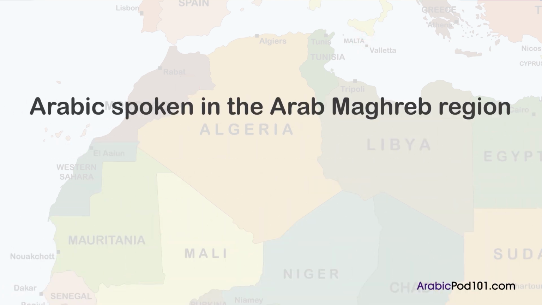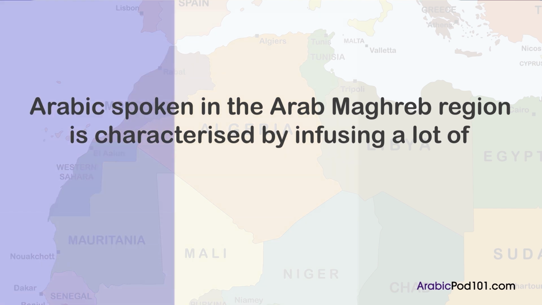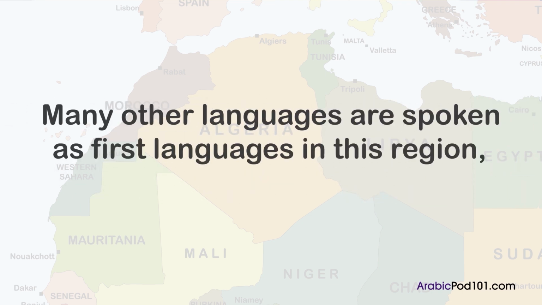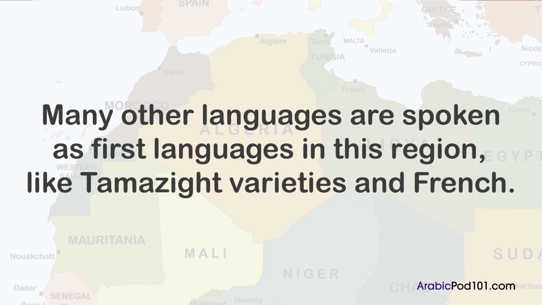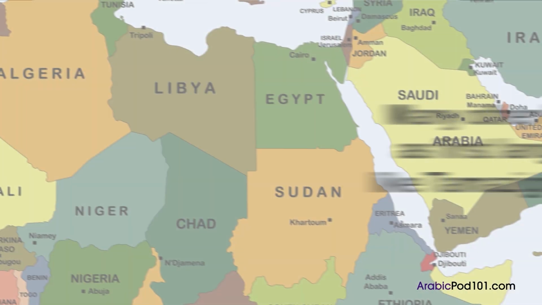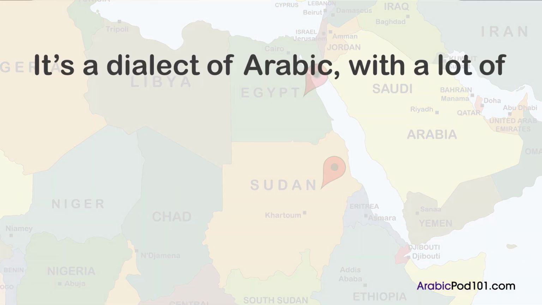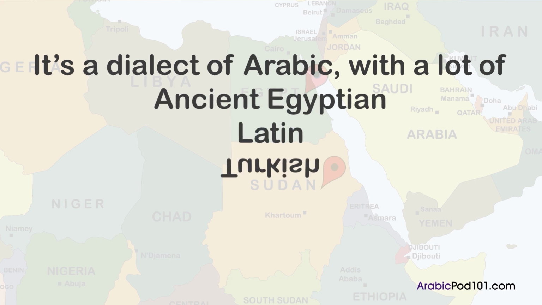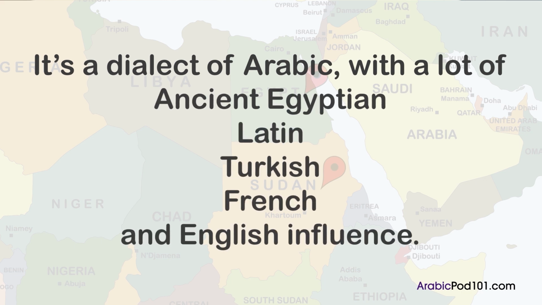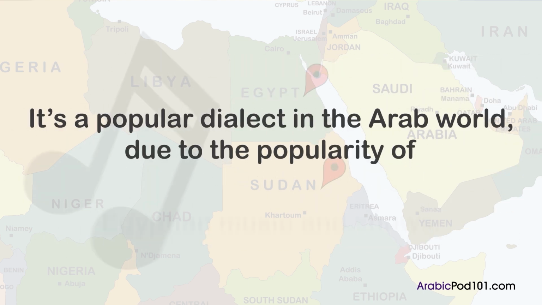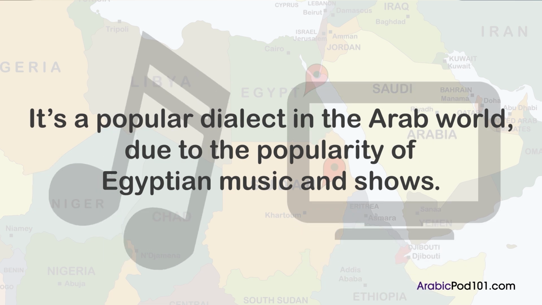Arabic spoken in the Arab Maghreb region is characterized by infusing a lot of French vocabulary and grammar with Arabic and Berber languages. Many other languages are spoken as first languages in this region, like Tamazight varieties and French. Next, we have Egypt and Sudan, where the dialect widely known as Egyptian Arabic is spoken. It's a dialect of Arabic with a lot of ancient Egyptian, Latin, Turkish, French, and English influence. It's a popular dialect in the Arab world due to the popularity of Egyptian music and shows.